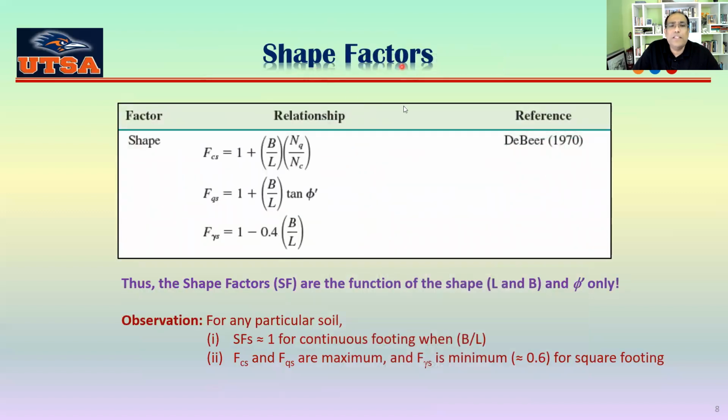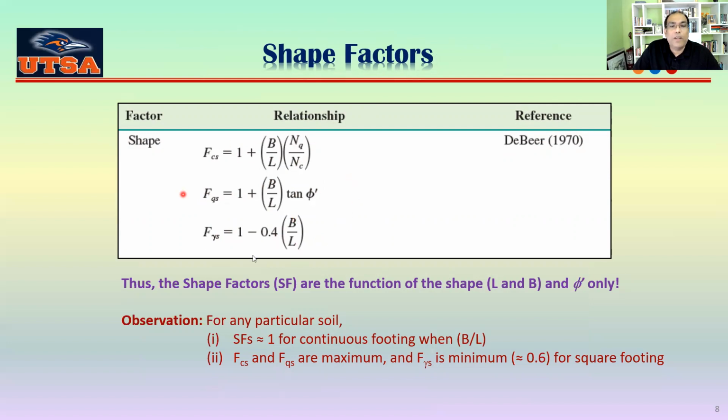Now here are your shape factors. You can see your shape factor Fcs equals 1 plus B/L times Nq/Nc. Fqs equals 1 plus B/L times tan phi prime, and F gamma s equals 1 minus 0.4 B/L.